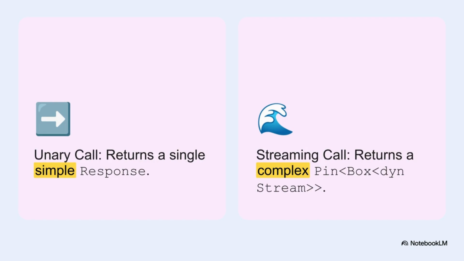On the left, our simple unary call, it just returns a response. Easy enough. But on the right, our streaming call returns that. A Pin, of a Box, of a dyn Stream. What even is that? This is the exact type signature we are about to tear apart and understand.